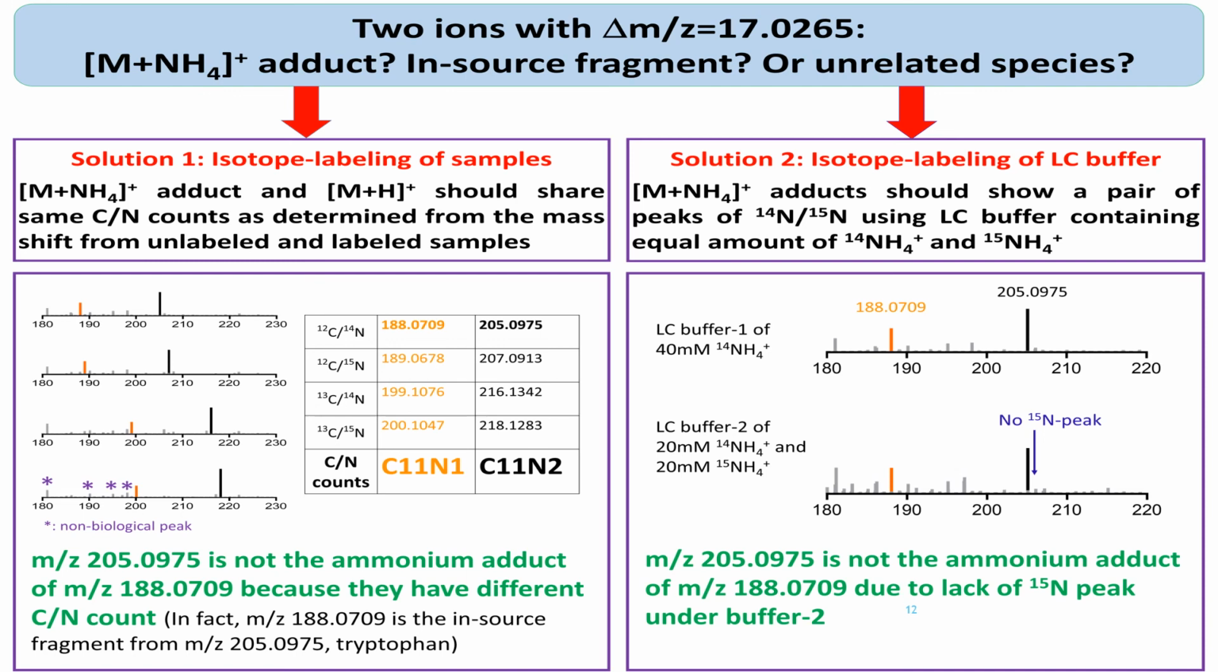Using labeling of the LC buffer, we can see that with this new buffer, we don't see a 15N peak. So this confirms that this peak at 205 is not the ammonia adduct of this peak at 188. So using these two approaches, we both reach the same conclusion.